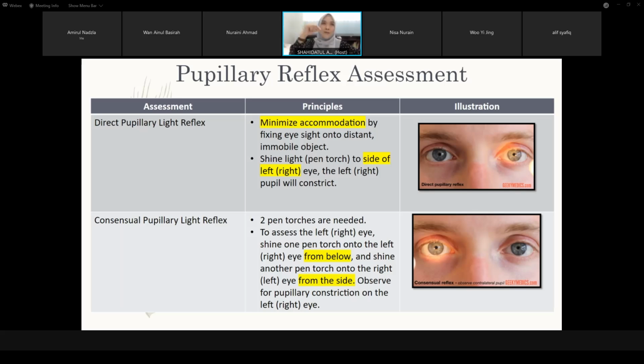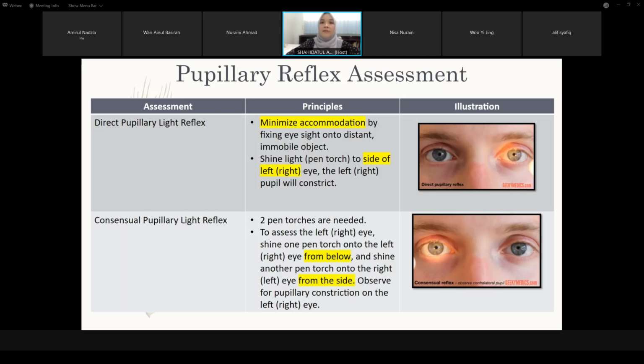So that's why we want to look, or you can do it here, you can shine from the side and then remove. Shine from the side and then remove. That one is to look at the reactivity of the pupil. Does the pupil respond to light? Then only you proceed with the pupillary reflex.